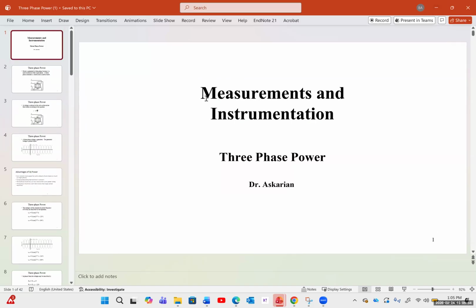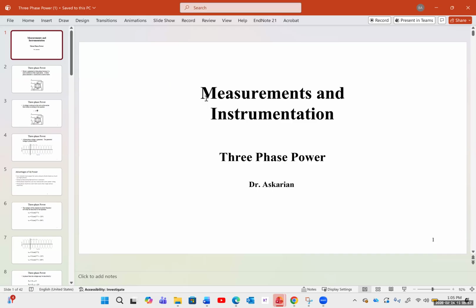Today we will start with three-phase power. You're already familiar with some of the concepts that I'm going to talk about today, but this is very important, so I have to do a quick review and reminder of it. And after that, we will start with the measurements of power in a three-phase system.